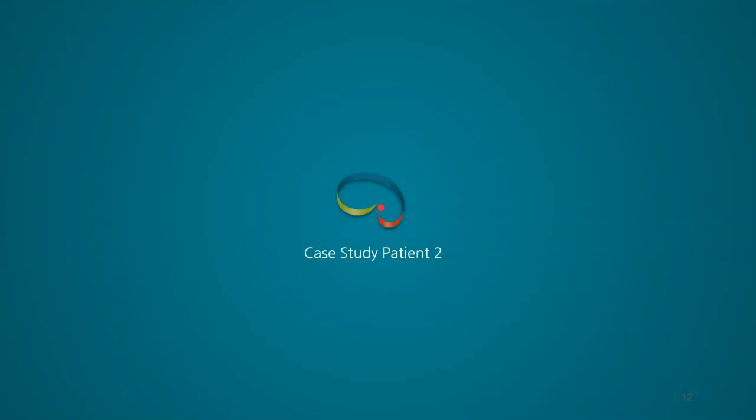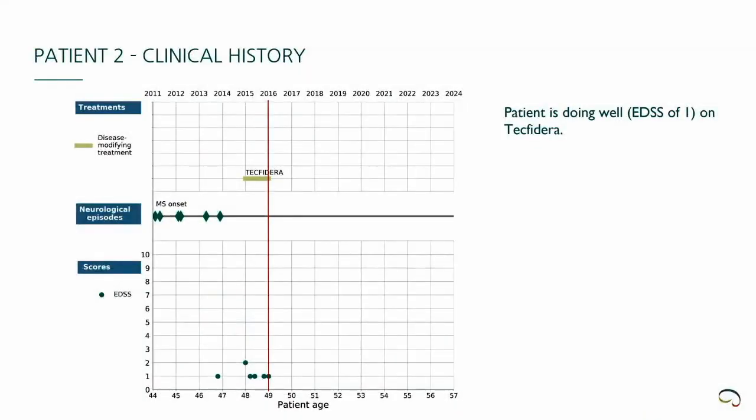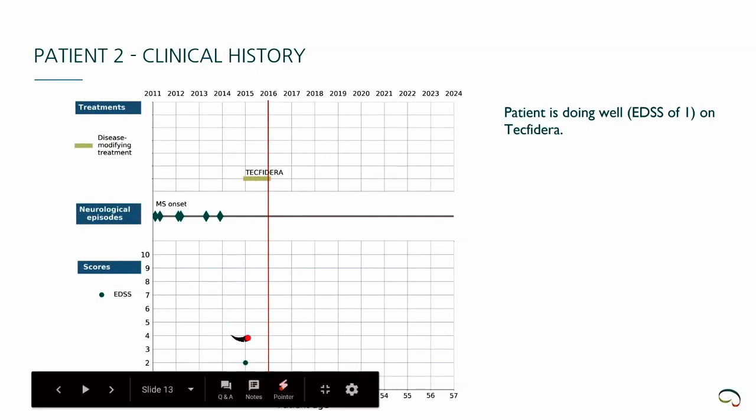And here you see her clinical evolution with an MS onset in 2011, and then some clinical relapses. And then the patient only started on Tecfidera in 2015. This patient was reluctant to start injectable therapies before that, but was willing to start oral therapy at that point in time. EDSS was relatively low, as you see on the bottom of the figure, with a score of 1.